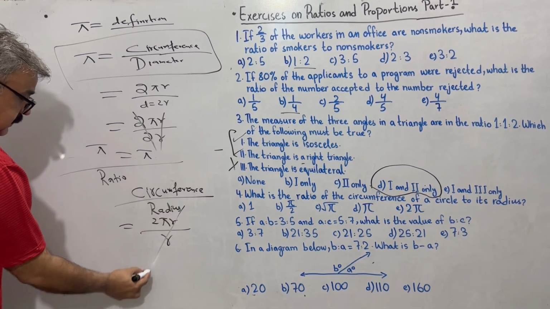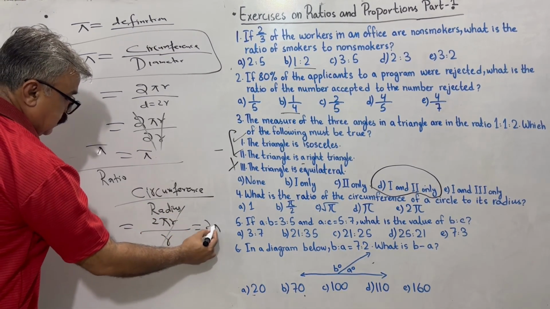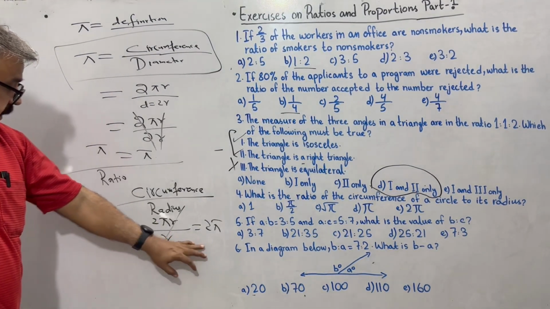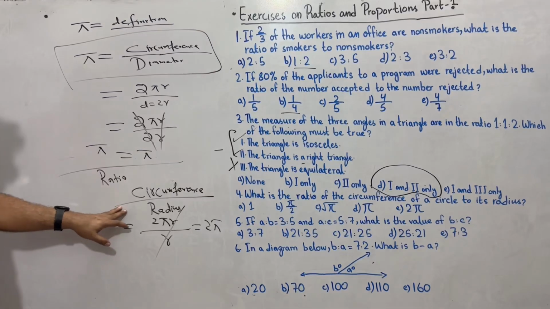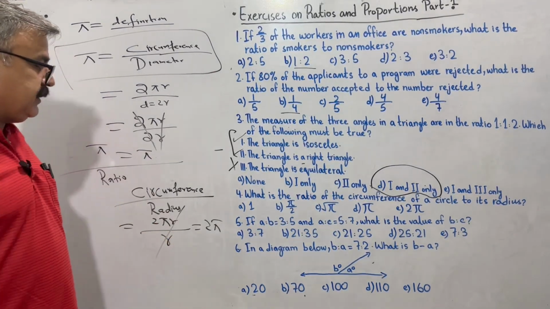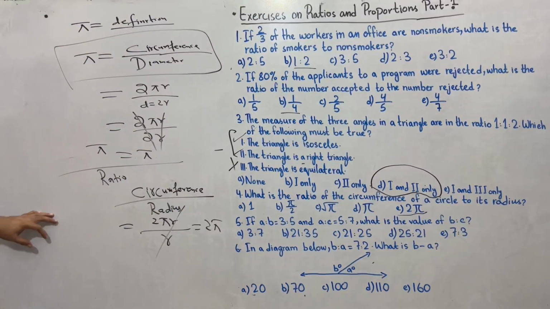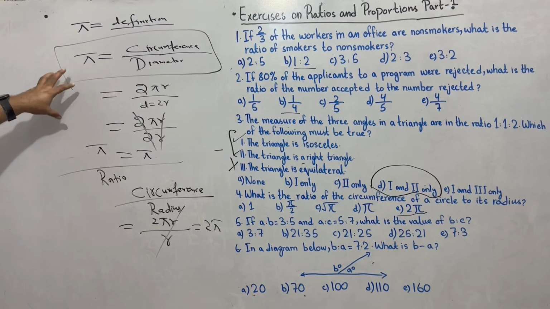Radius means r cancels. So 2 pi. The ratio of the circumference to its radius is equal to 2 pi. So in that case, our right option is 2 pi. It is the definition that I have given you.